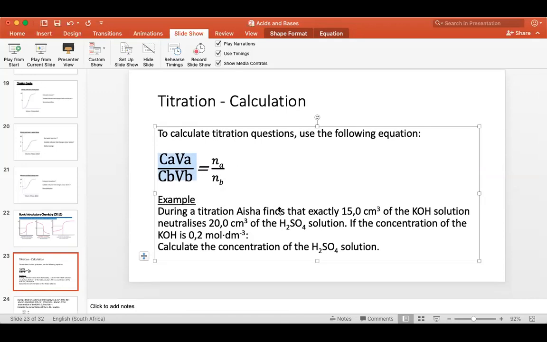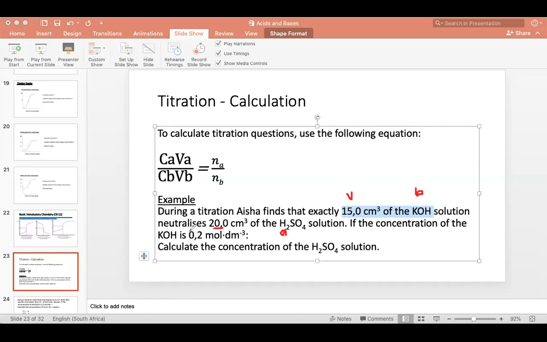During a titration, Aisha finds that exactly 15 centimeters cube of KOH neutralizes 20 centimeters cube of H2SO4. So what does that refer to? Write down your data. KOH is an acid or a base? KOH is your base. So this is your base, and 15 centimeters cube will be the volume of your base. H2SO4 will be your acid, and the volume of your acid will be 20 centimeters cube.